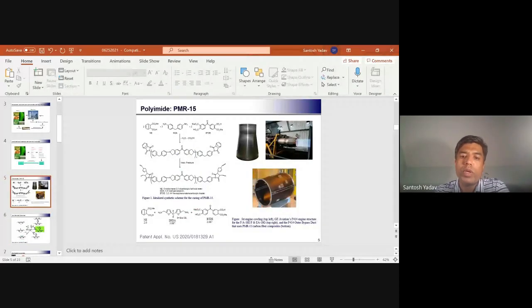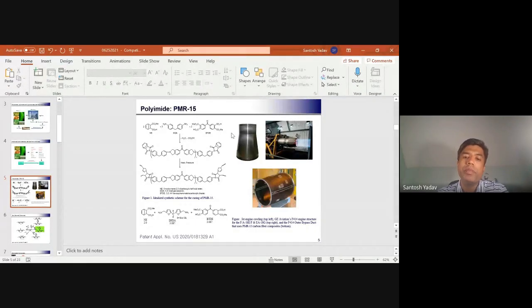For example, one project we are working on here, a very recent project, was granted by DoD, the Department of Defense. In this project, in 1970, NASA developed a polymer called PMR15, which is a kind of polyimide, a kind of thermoset polymer.